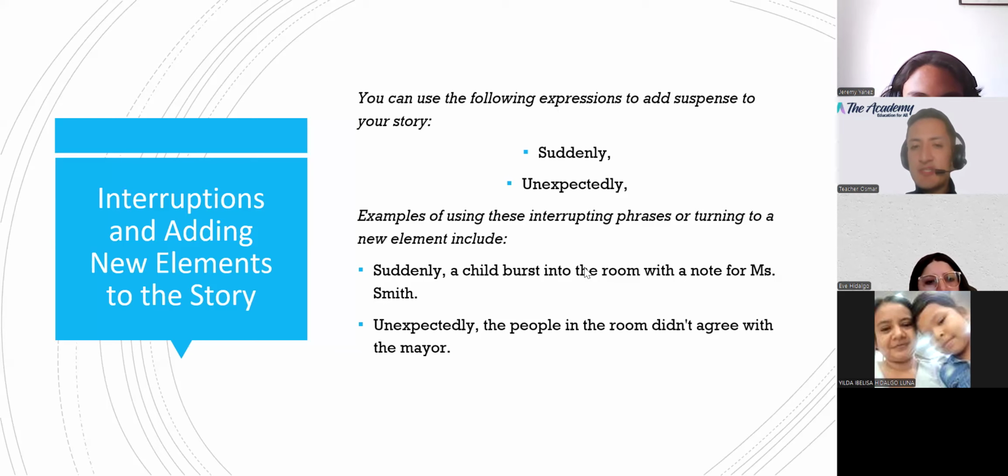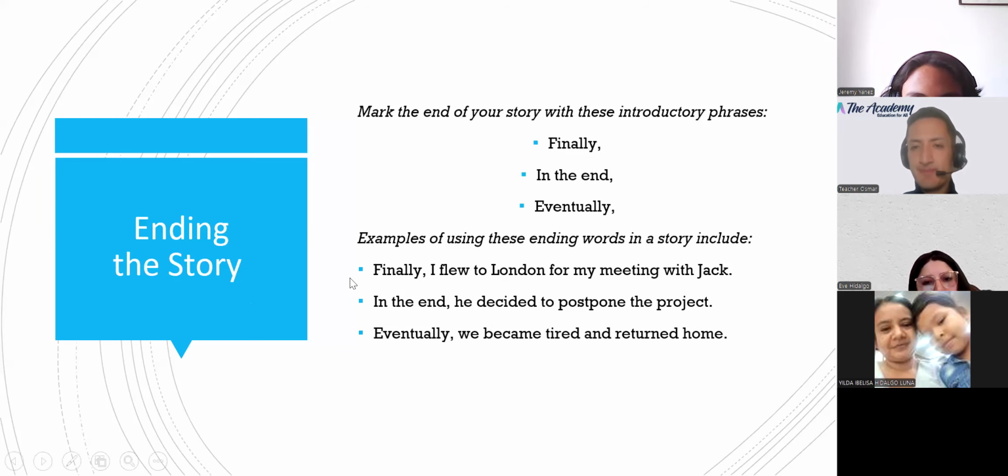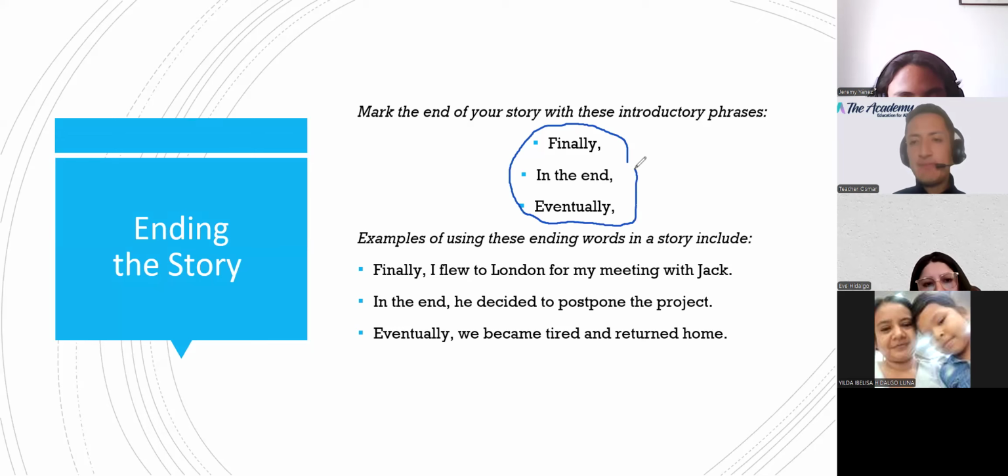And just to finish, my dear students, take a look. Ending the story. To finish your story, ya la última parte, the last part of the story, we can use the words finally, in the end, or eventually.